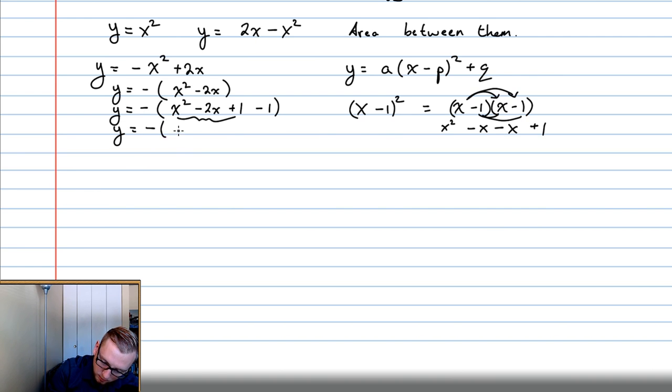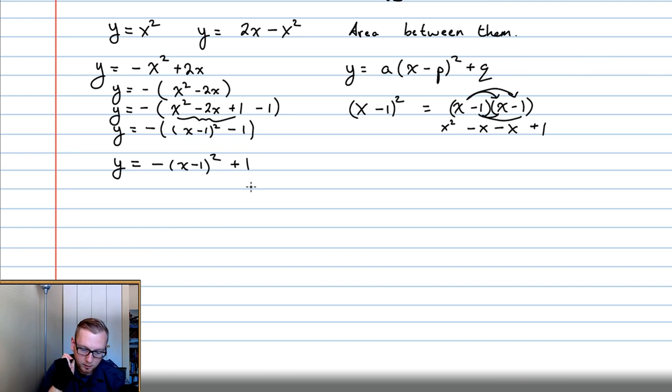So this would be minus, and I'm going to put it in two brackets here, x minus 1 squared. We still have a minus 1. We're going to distribute the negative now. So y equals negative of x minus 1 squared plus 1. Now it should be easy for us to graph. Okay. I'm going to put this right here. Here's our y, here's our x.